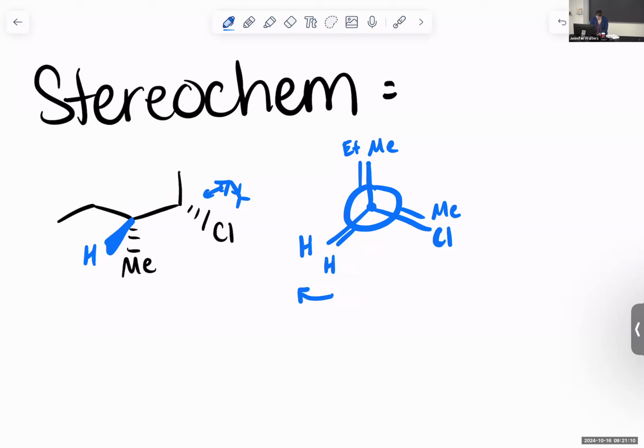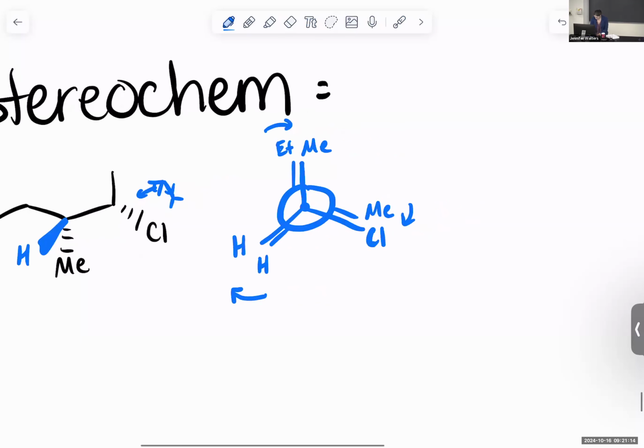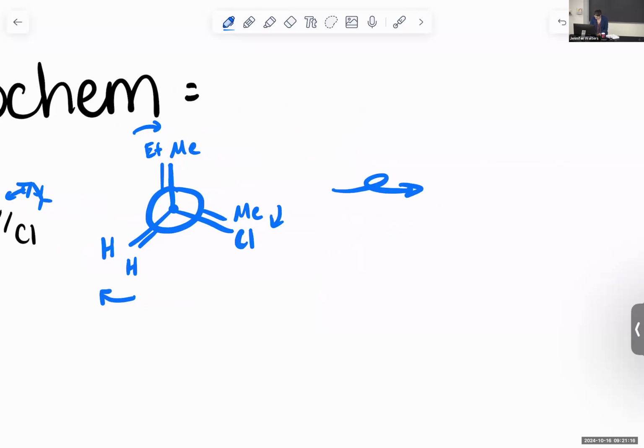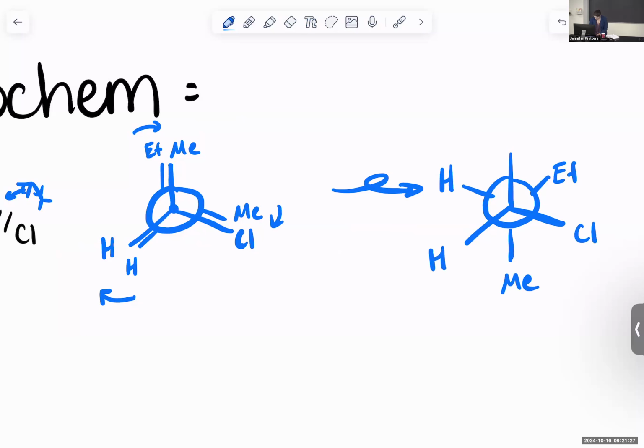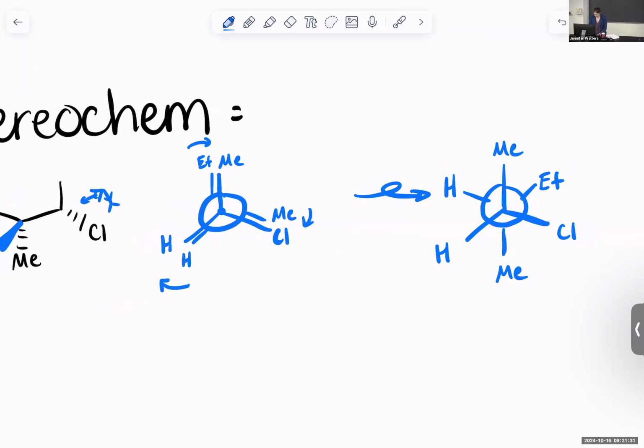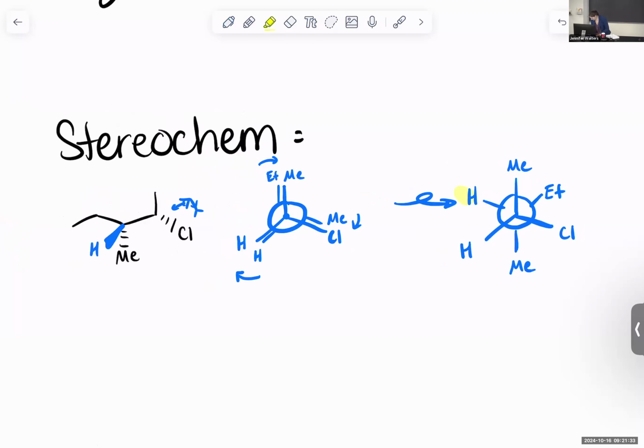So I'm going to rotate that hydrogen clockwise so that it becomes staggered. Everything just shifts a little bit. Now it truly is antiperiplanar.